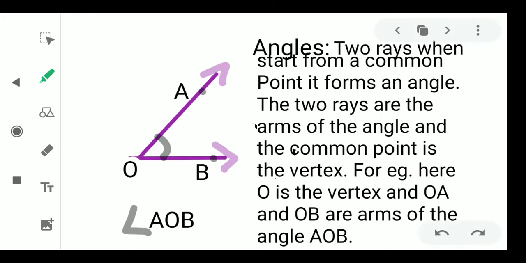Angles. When two rays start from a common point, it forms an angle. The rays are the two arms of the angle and the common point is called the vertex. Here O is the vertex and OA and OB are arms of the angle AOB.